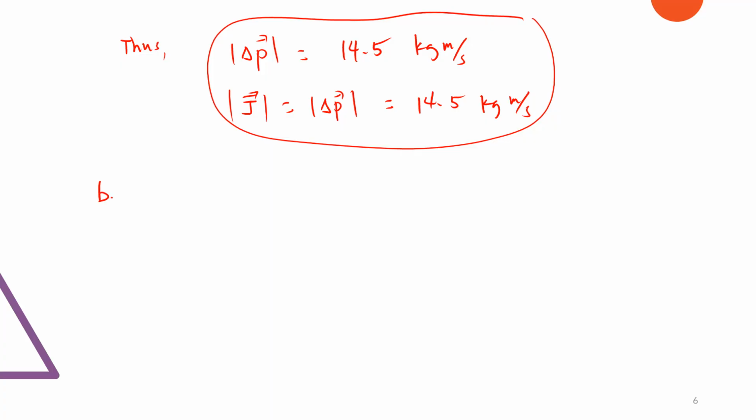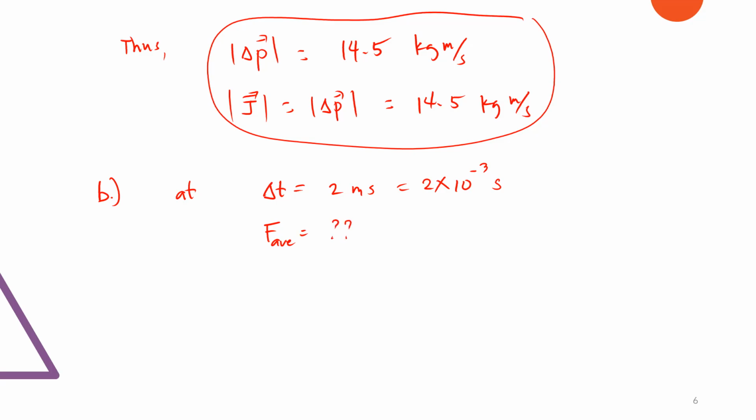For letter B, delta t equals 2 milliseconds. This is around 2 times 10 to the minus 3 seconds. What will be the average force applied? So what will be the average force?